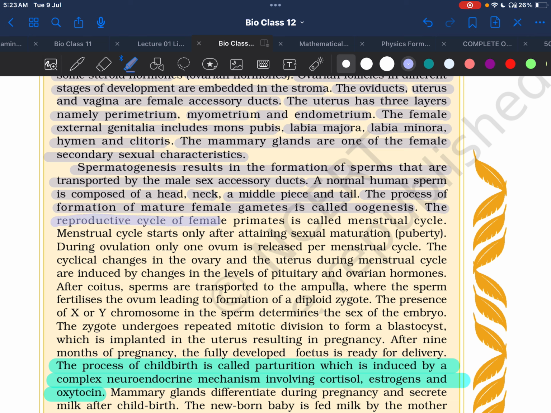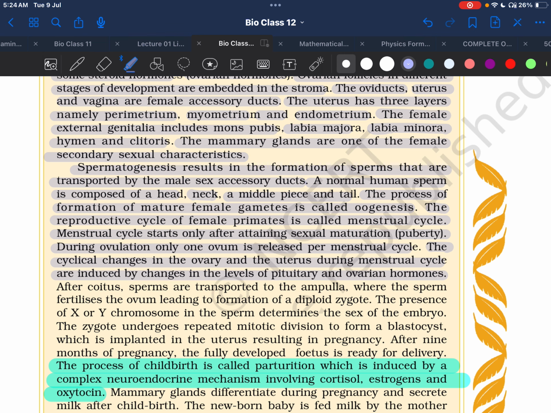The reproductive cycle of female primates is called the menstrual cycle. The menstrual cycle starts only after attaining sexual maturation, puberty. During ovulation, only one ovum is released per menstrual cycle. The cyclic changes in the ovary and the uterus during the menstrual cycle are induced by changes in the levels of pituitary and ovarian hormones.